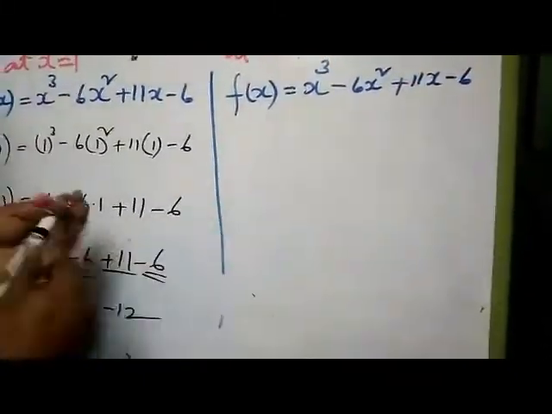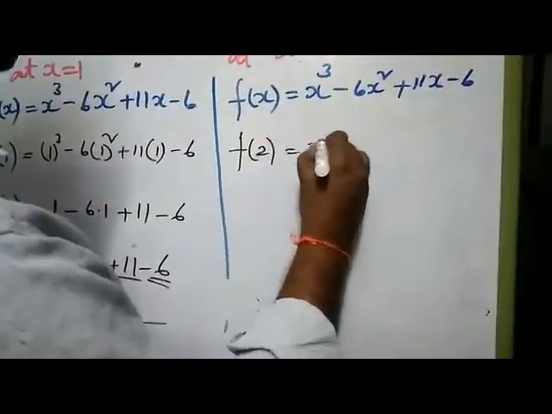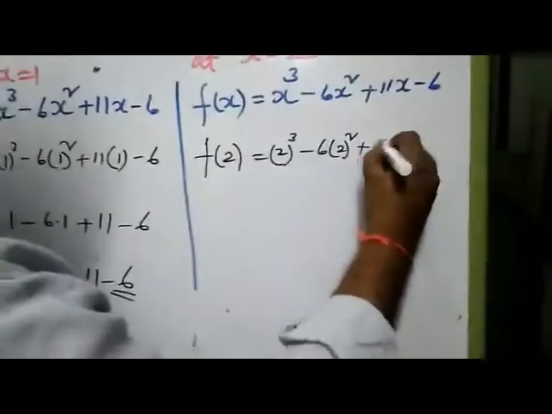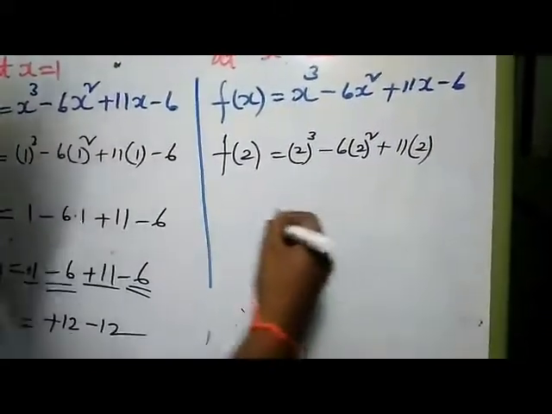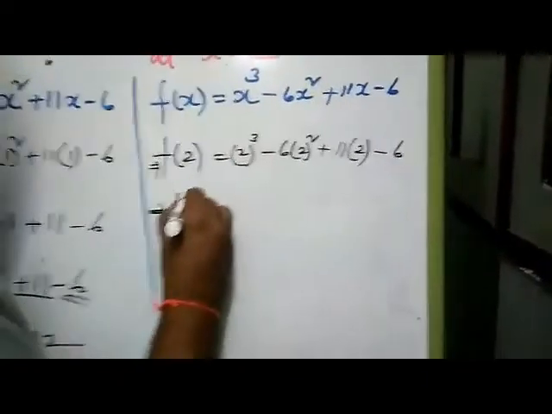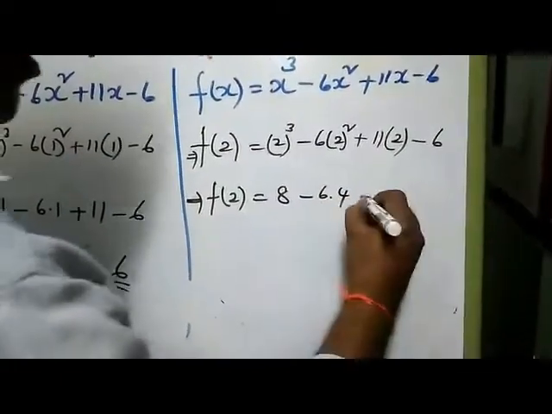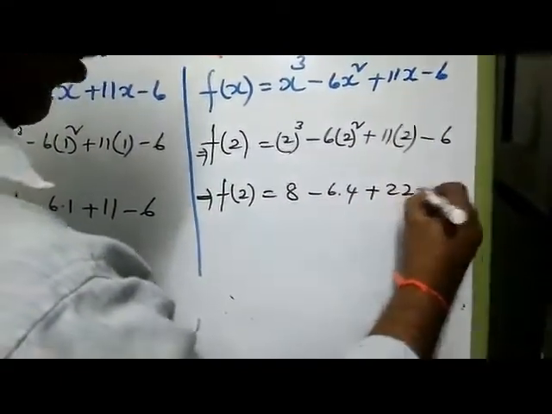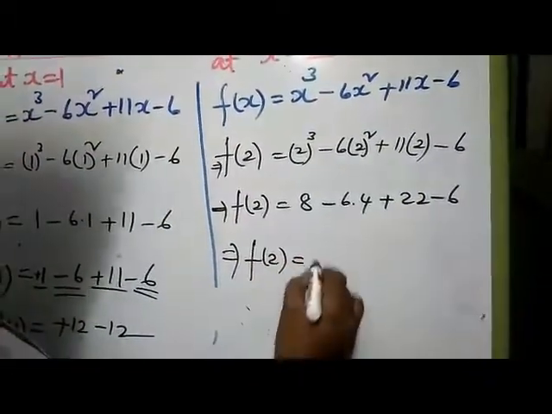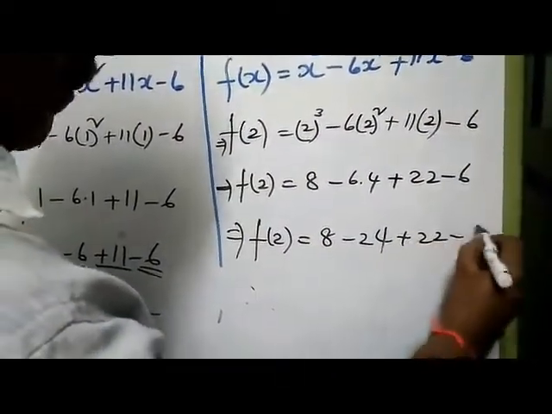Now f of 2. 2 whole cube minus 6 into 2 square plus 11 into 2. Substitute at x is equal to 2, minus 6. That implies f of 2 is equal to 8 minus 6 into 2 square, 4, 2 square value 4, plus 22 minus 6. That implies f of 2 is equal to 8 minus 6 4s are 24 plus 22 minus 6.